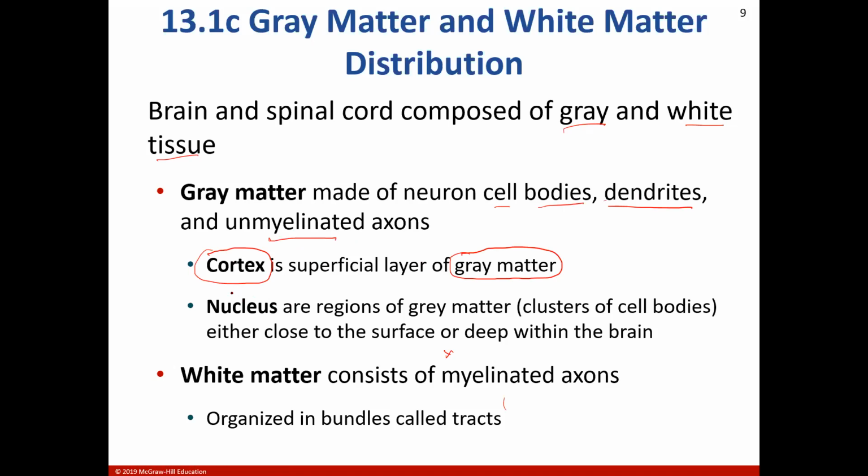Now, nuclei are groups of cell bodies in the CNS. So nuclei are only in the CNS, because in the PNS, cell bodies are called ganglia, or ganglion is one. Ganglia is plural.